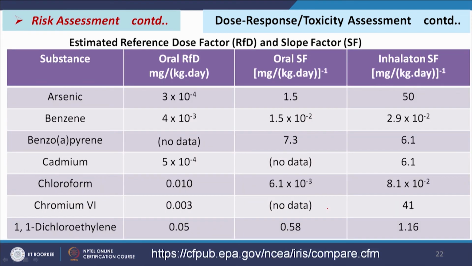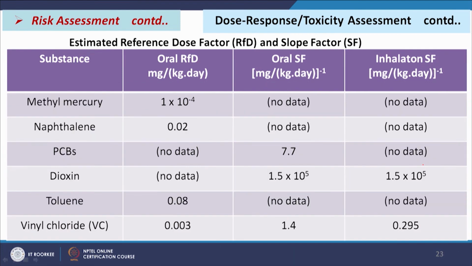Now, these are some examples for arsenic, benzene, benzopyrene, cadmium, chloroform, chromium 6, 1 dichloroethylene. So, you see oral RFD, that means when we take these pollutants orally, then RFD is this in mg per kg per day, and SF will be this, and when we take them through inhalation from the air, the SF values are given here. So, the values are different, and for others like methyl mercury, naphthalene, PCBs, dioxin, toluene and vinyl chloride, the other values are given here.